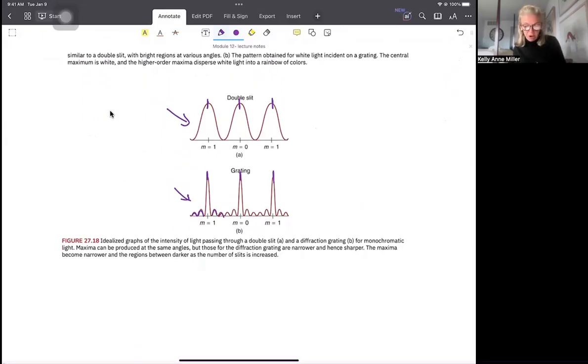Okay, so if we send light through a diffraction grating, you see that the maxima, which are these peaks, appear at the same angle as with the double slit. But for the diffraction grating, the peaks are narrower and therefore sharper. Okay, and you also see this rainbow-like effect.